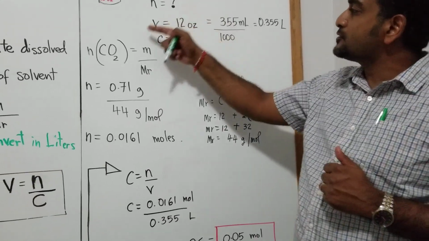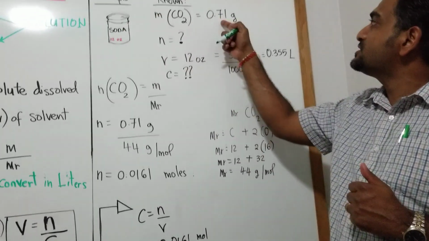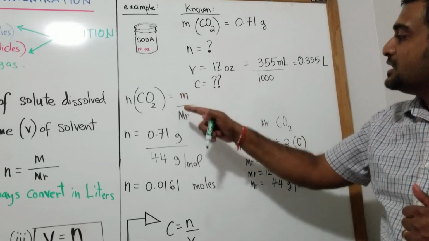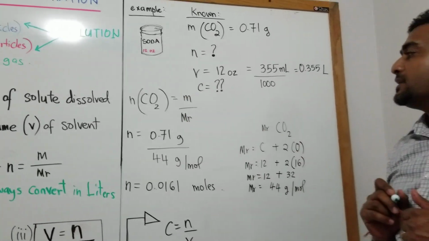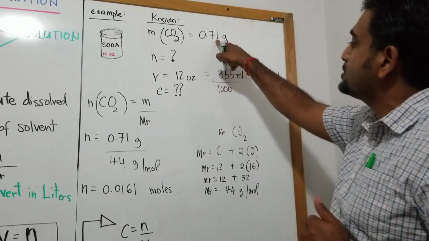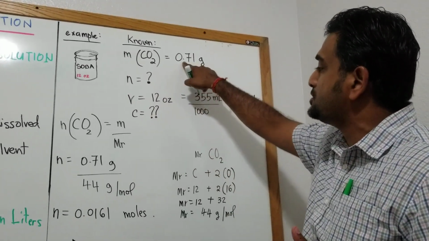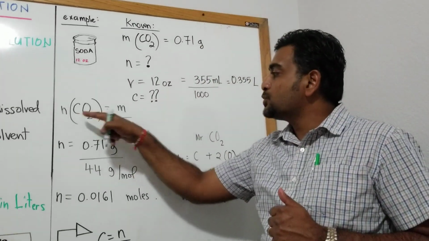So the number of moles of carbon dioxide dissolved in 0.71 grams is the mass divided by the molar mass of the compound, carbon dioxide. So the mass is usually given in the question. We don't have to calculate it. It is given in the question. Molar mass for carbon dioxide is what we have to calculate.